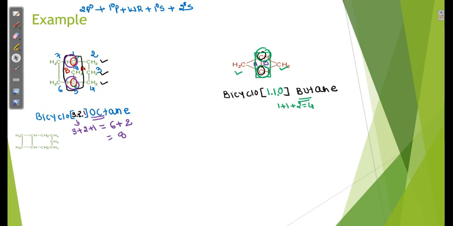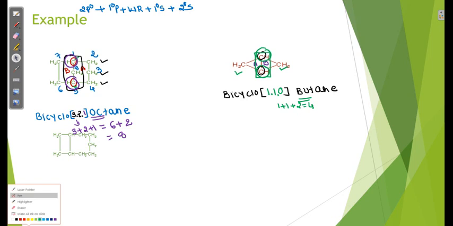Let us go ahead. This is also one of the examples for us. So here, to give the name, I have to give the numbering. To give the number, I start from this here or here. This is a big ring. This is a small ring. So I can give 1, 2, 3, 4, 5, 6, 7, 8, and 9. Right? So I write 9 means nonane.